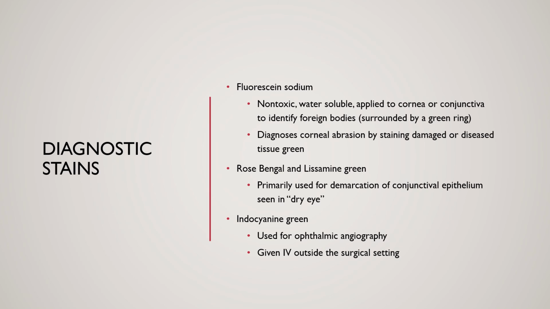Then we have indocyanine green. This is used for ophthalmic angiography. It's given IV outside of the surgical setting. And this is what we're going to use to diagnose tissues deep into the eye and veins deep into the eye for tumors and any kind of abnormalities in the vessels in the deeper tissues.